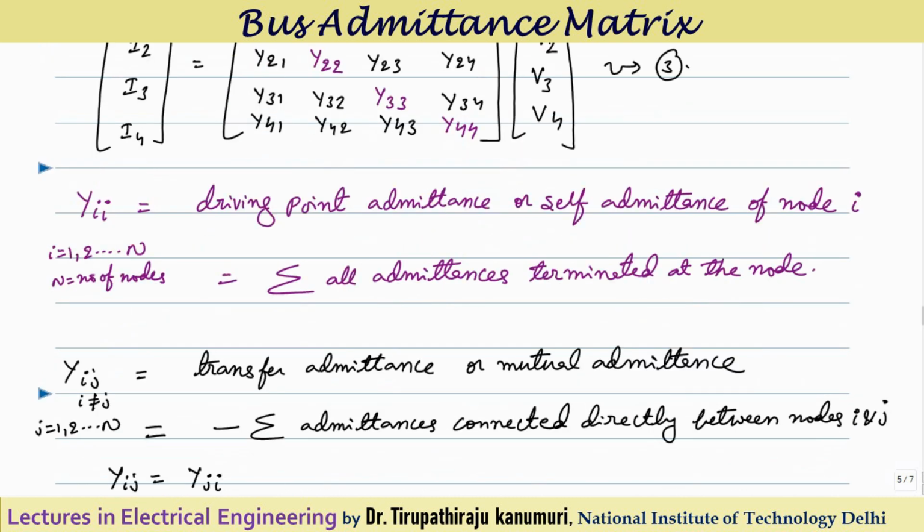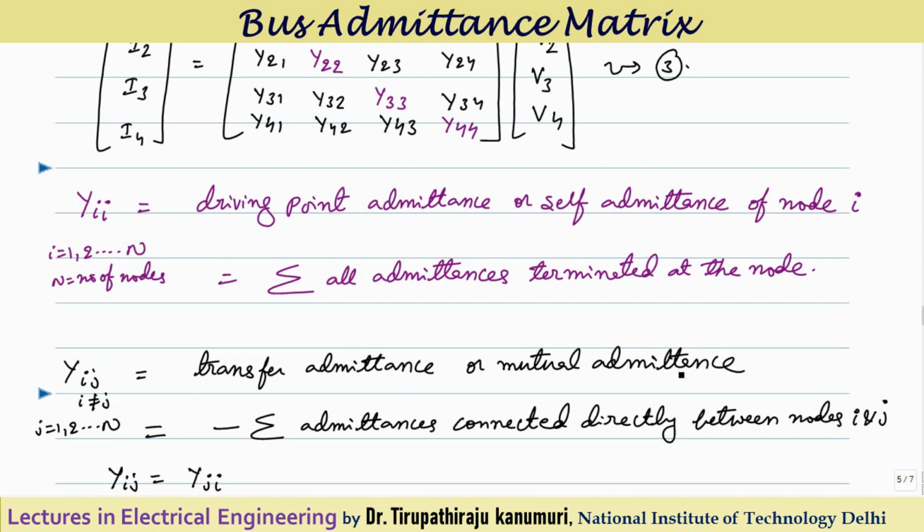Then similarly, off-diagonal or non-diagonal elements, that is Yij or Yji, because it is symmetrical, Yij is equal to Yji, where i is not equal to j, that gives the off-diagonal elements. Again j is 1, 2, etc. up to n. Similarly i is also 1, 2, etc. up to n. This is called a transfer admittance or mutual admittance.